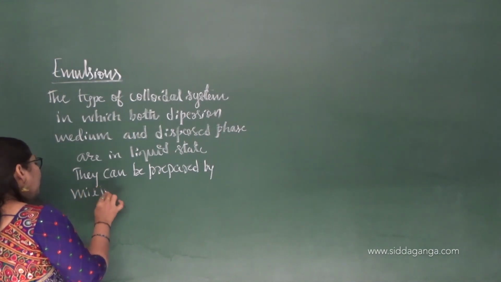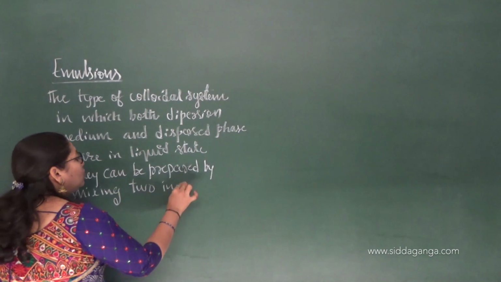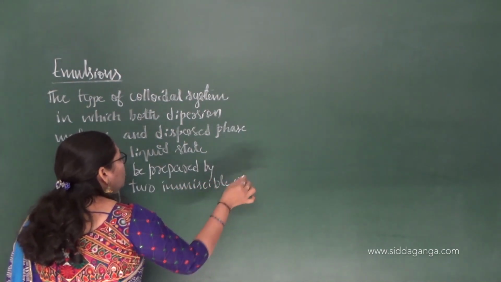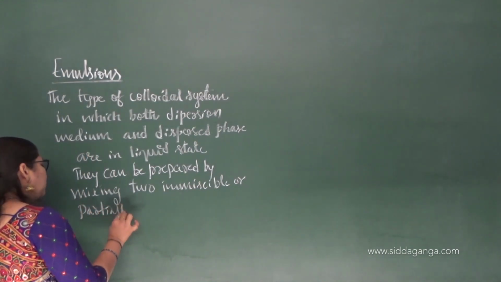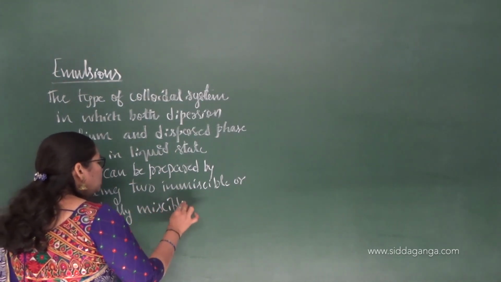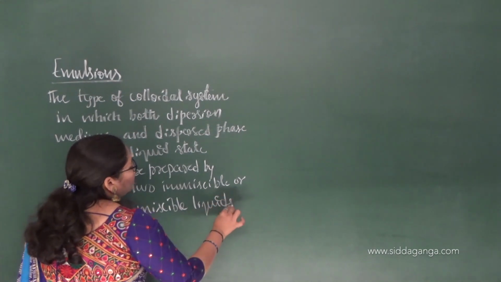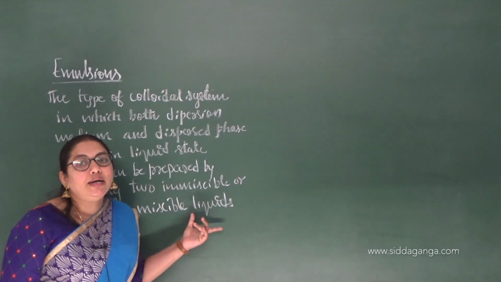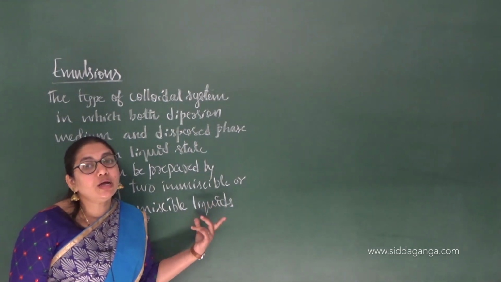two immiscible, or partially miscible liquids. Is that understood? This is how you can prepare the emulsions. We see these emulsions in our day-to-day life also. If I give the examples now, then you can understand what emulsions are.